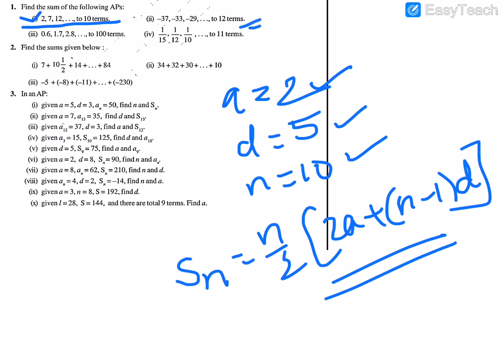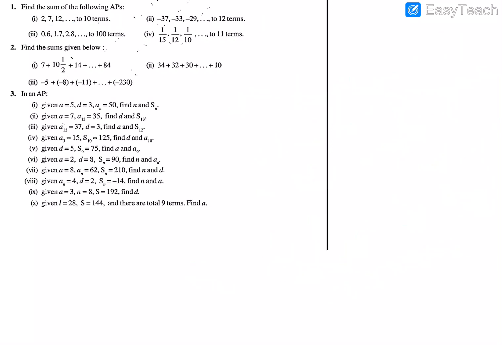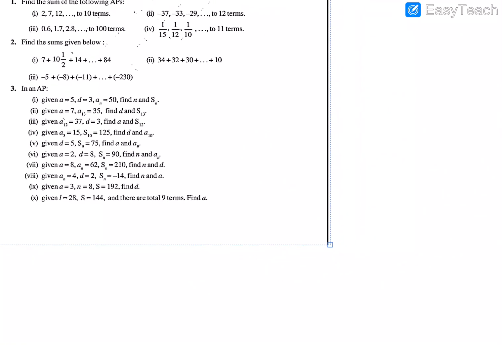Here also it is the same case, but here a is negative 37 and d is equal to the second term minus the first term, minus 33 minus of minus 37. So plus 37 minus 33, 4. So d is equal to 4, a is equal to minus 37, and n is equal to how many terms they're asking? 12 terms. So here also you can find out. And similarly in question number 3 and question number 4, we have to be very careful while finding d.